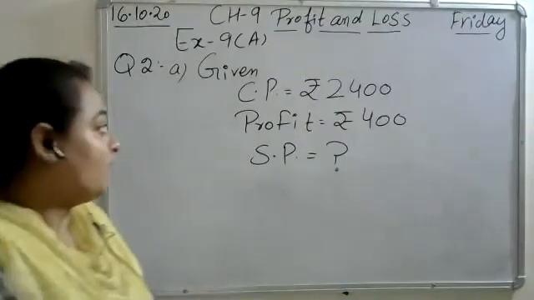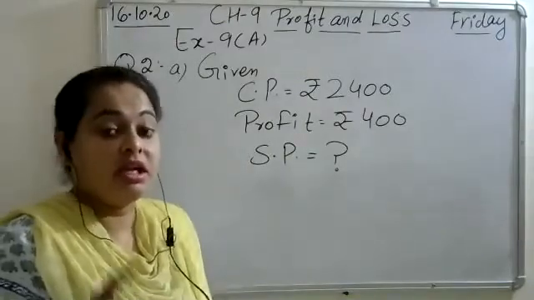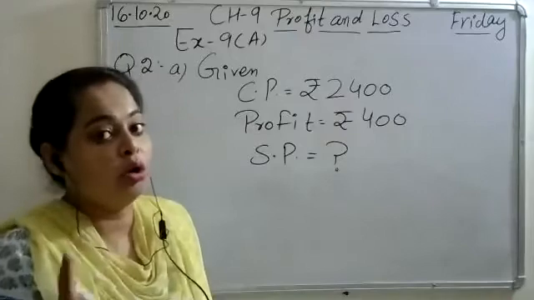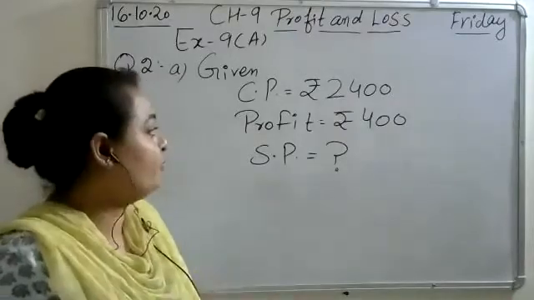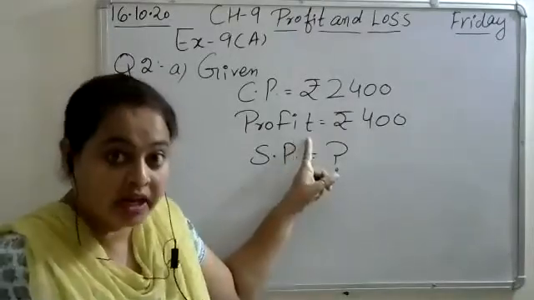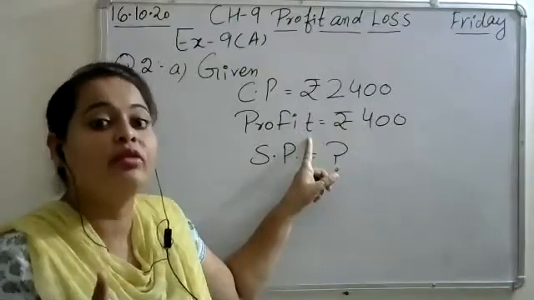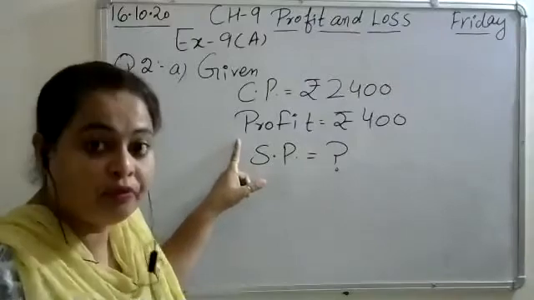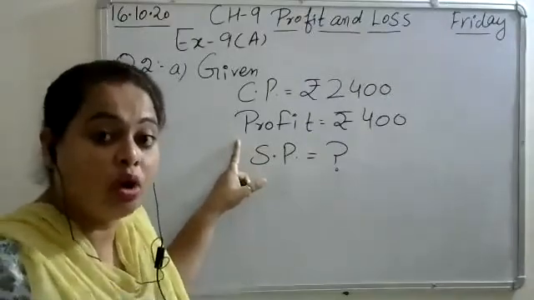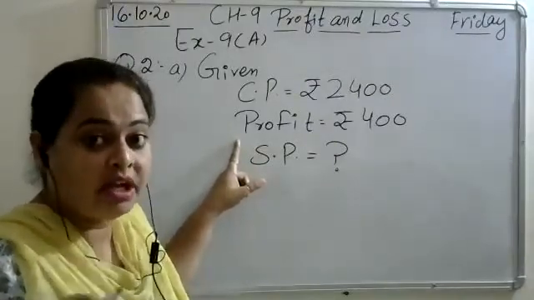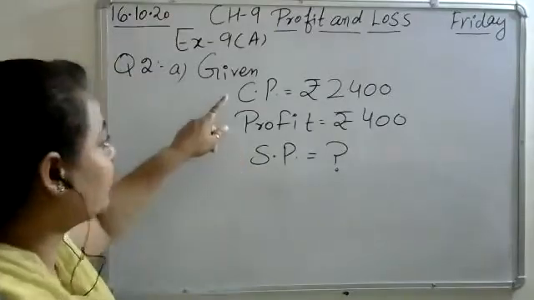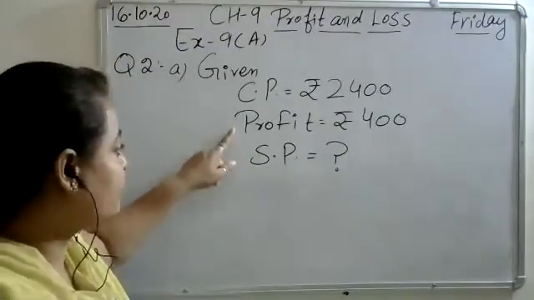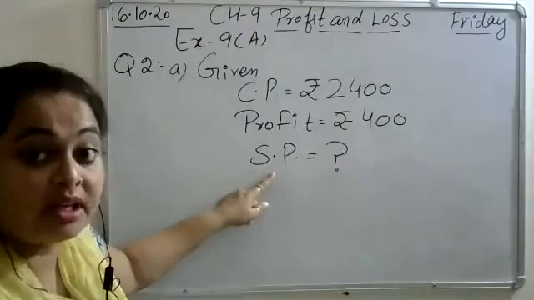Because we will face either profit or loss. If we have profit, then we don't have loss. So this question is based on profit. It means you will not use any wording of loss. So cost price is given, profit is given, and the question is to find the selling price.